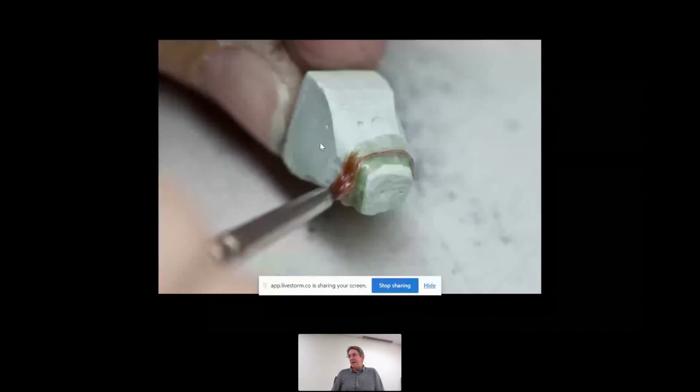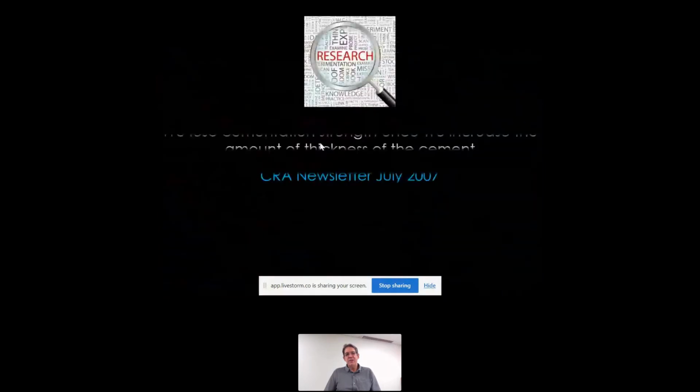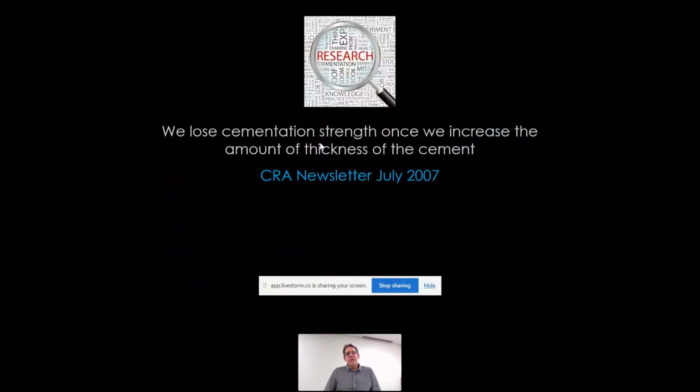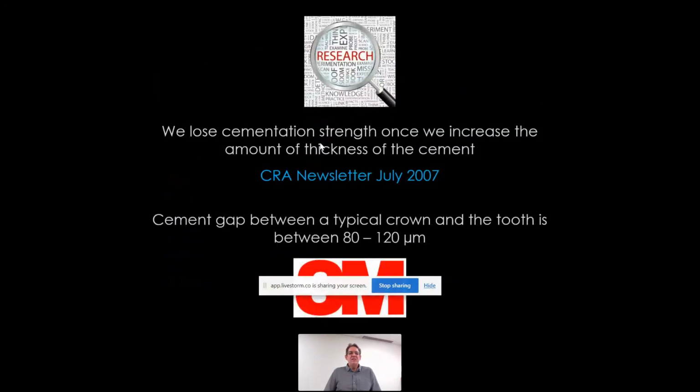So now, when you're adding 4 or 5 coats of die spacer, every time you add a coat of die spacer, you're adding another 8 to 10 microns in film thickness. And now all of a sudden, if you've got 4 or 5 coats on there, and all your light body has been over displaced, you're now at 100, 120 microns of film thickness. And that's a big challenge because according to the research, we lose cementation strength once we increase the thickness of the cement.